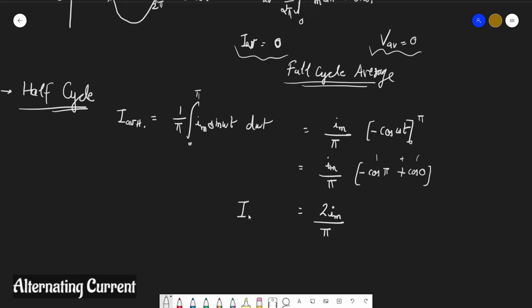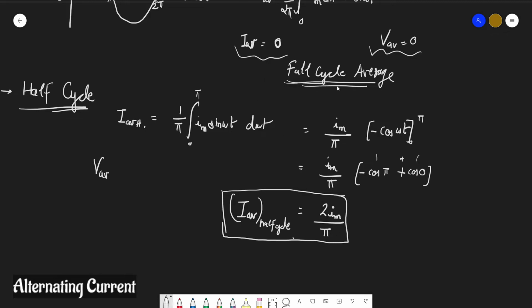So if you are finding an average for half cycle, then you are not getting 0. You are getting it like this. Similarly, if we are asking about voltage, you must find the V average for half cycle. This is your homework. You will get the same expression, 2 Vm by pi, but this is important. The half cycle average is not 0. The half cycle average is 2 Im by pi, but the full cycle average is 0.